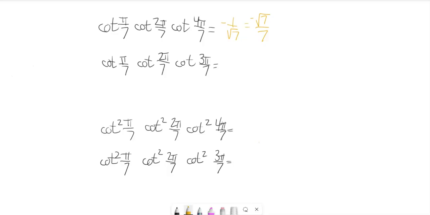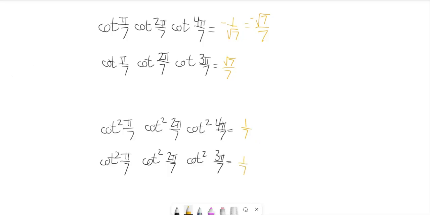Now, of course, on the next one, because cotangent, like tangent, is positive in the first quadrant, because 3 pi over 7 is between 0 and pi over 2, this will be the positive version right here. Now, down below, if we squared the ratios, we square one side, we square the other. What happens is the square root of 7 over 7, if we squared that, we would get 7 over 49, and that will reduce down to 1/7.